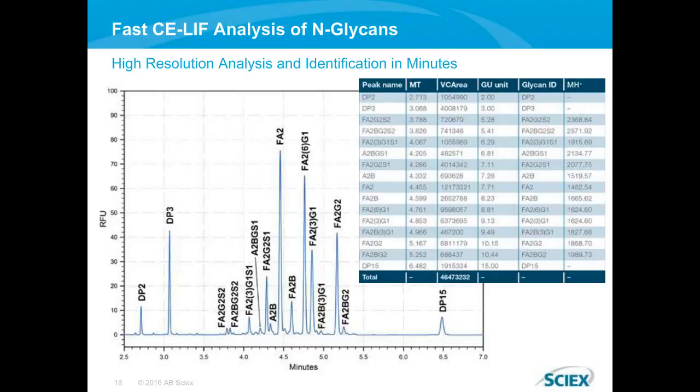So that's how we can label all of these with highly reproducible migration times and be able to tell exactly what they are.